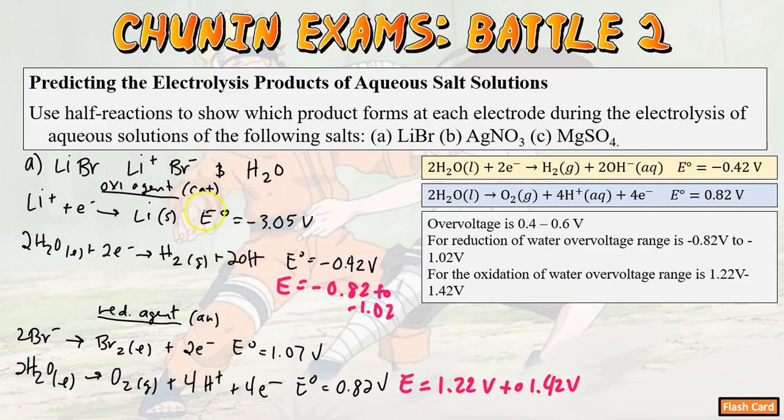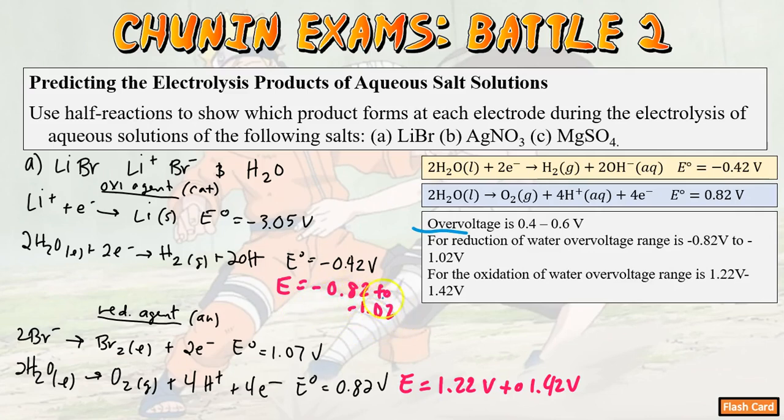So we're dealing with the cathode here first. For lithium plus ions gaining an electron to form lithium solid, the standard cell potential is negative 3.05 volts. And then we have water, when it is gaining 2 electrons to form H2 gas and of course 2 OH minus aqueous, with a standard cell potential of negative 0.42 volts. But of course, since we're dealing with water, we have to take into consideration overvoltage. So the overvoltage of water gives us a non-standard cell potential of negative 0.82 volts to negative 1.02 volts.